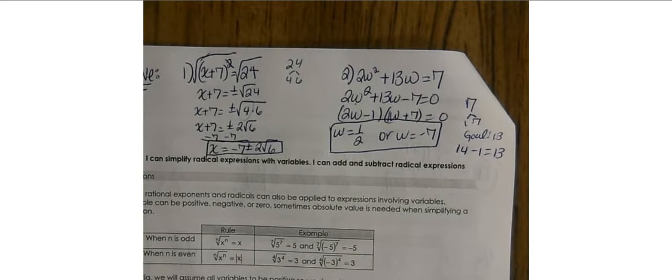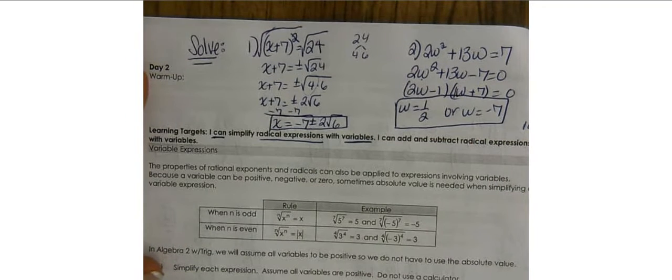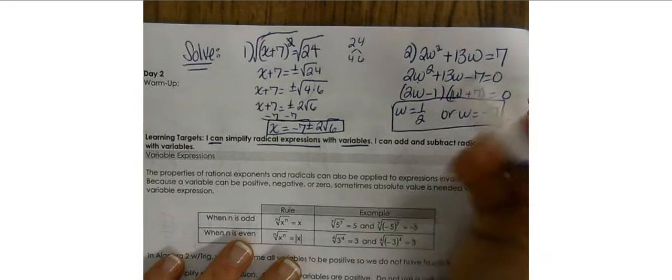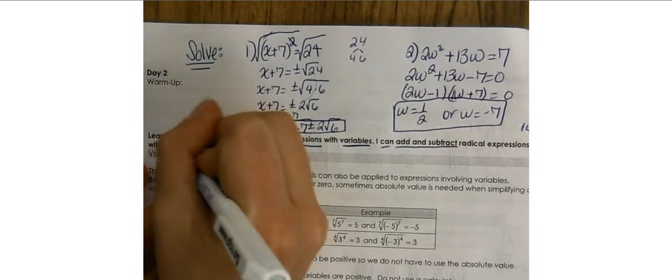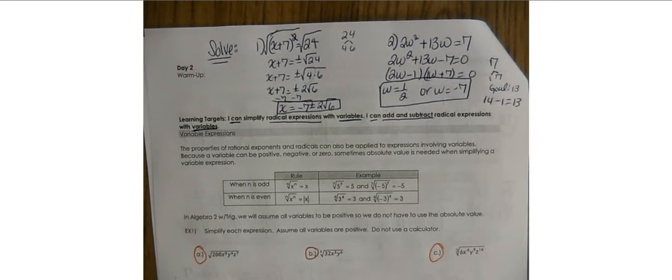So our learning targets for today is to be able to say, I can simplify radical expressions with variables. So all of our expressions this time around will have variables inside of them. And there exists a shortcut and a trick in order to make this process very easy. The next thing is I can add and subtract radical expressions with variables. And then one more thing that we're going to do is we're going to be doing a real-world problem working with perimeter and area as well.